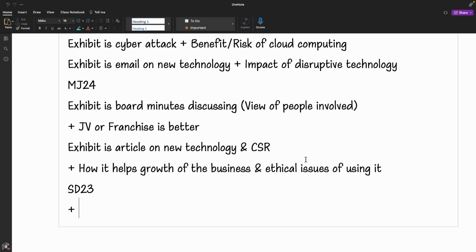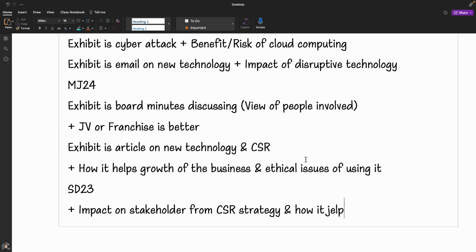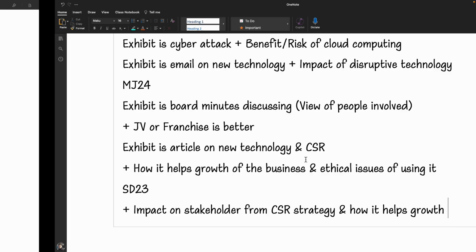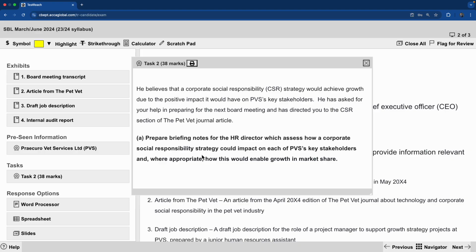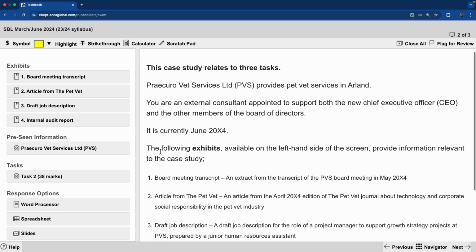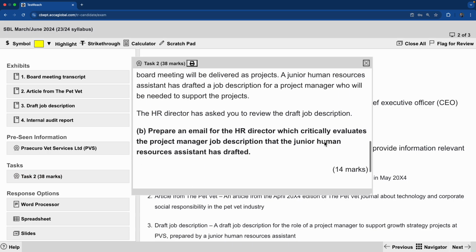How does the corporate social responsibility strategy impact previous stakeholders, and where appropriate, how will this enable growth in the market? So this one, be careful. How this will enable growth in market share, whereas the earlier question was asking you how it helps grow the business. So different business you can go into. That's task 2.